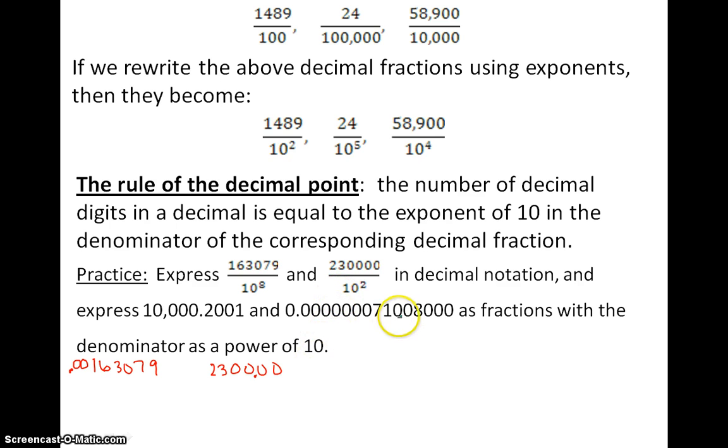All right, let's take a look at the decimal, 10,000. We write that as a whole number, 10,000 and then 2001.